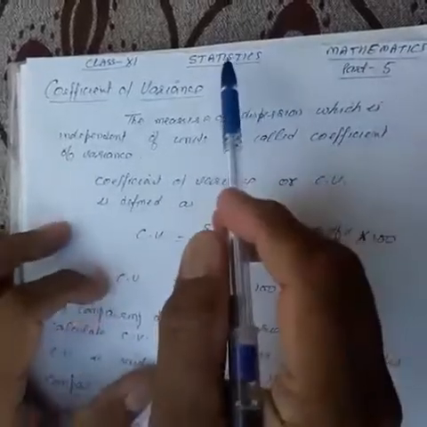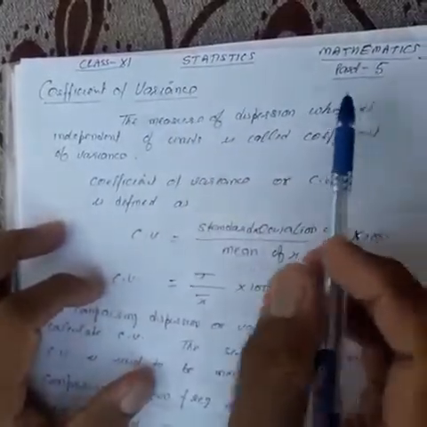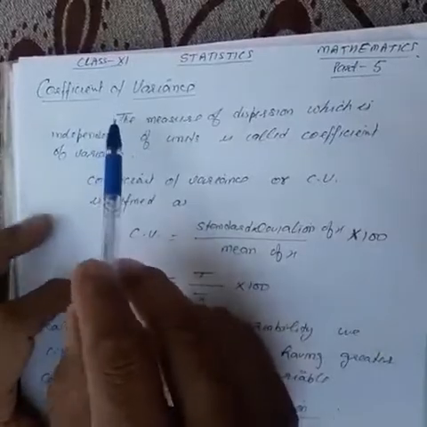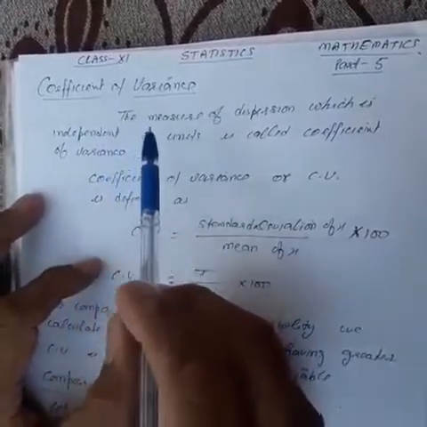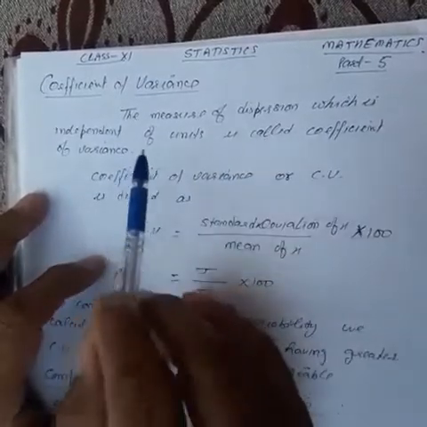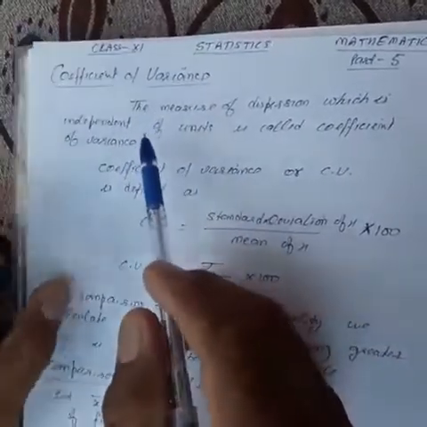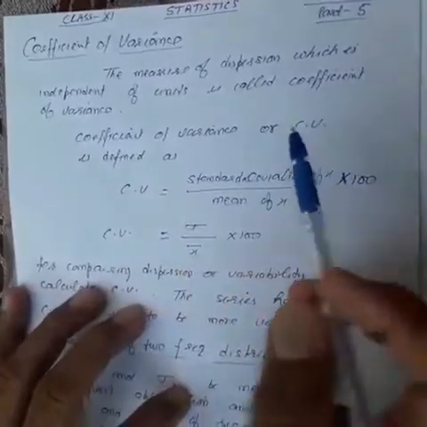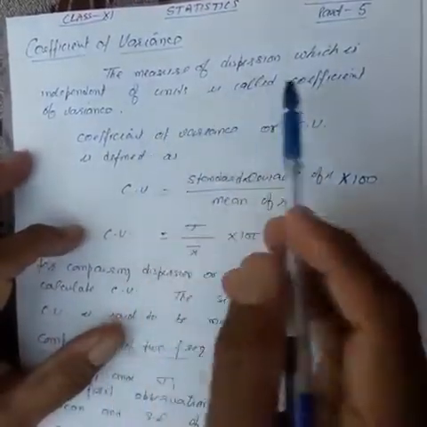Hello students, you are welcome in statistics part 5, and today we are going to discuss the coefficient of variance. This is a measure of dispersion, and this measure is independent of units.